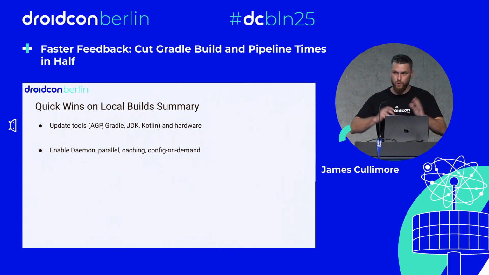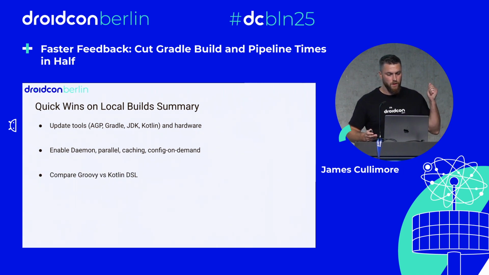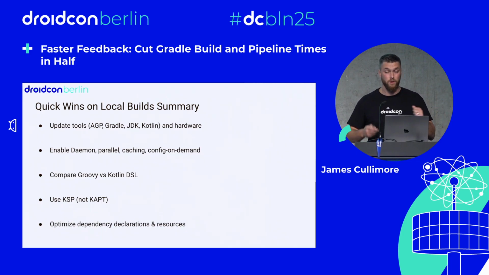So here's the quick wins summary. Update your tools, such as Android Studio, Android Gradle Plugin, Gradle, JDK, Kotlin, and upgrade hardware. Enable daemon, parallel, caching, and configuration on demand in your Gradle properties file. Compare Groovy versus Kotlin DSL if you're considering a migration, and use KSP not KAPT. Optimize repository and dependency declarations and limit local resources.